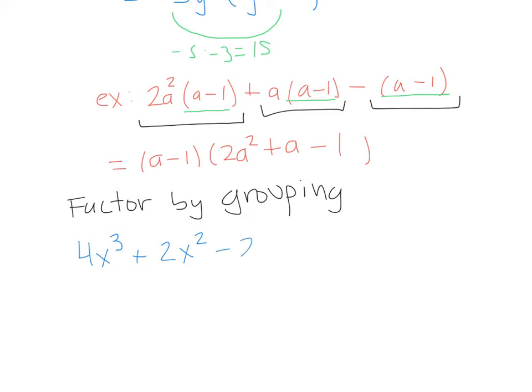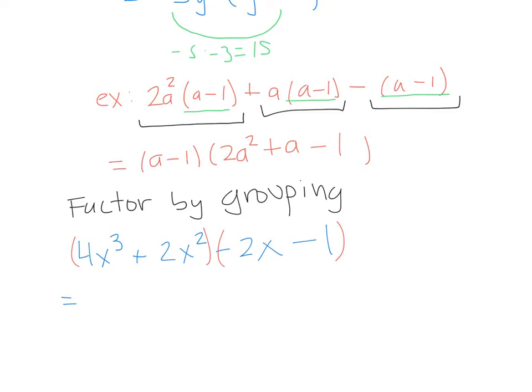minus 2x minus 1. Okay, so it might look too complicated for us to do, but what we're going to do is break this into 2 greatest common factoring problems. And we're going to do that by grouping together the first 2 terms like this and grouping together the second 2 terms like that.